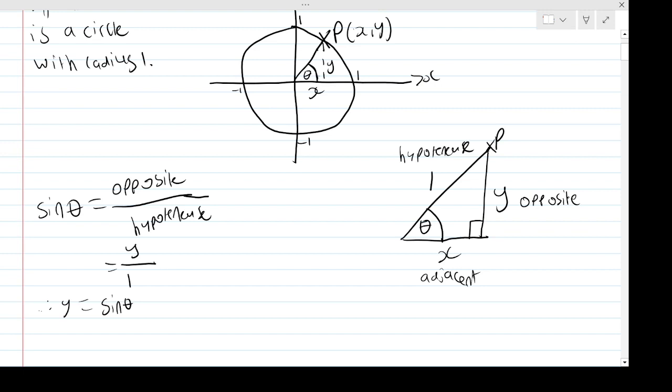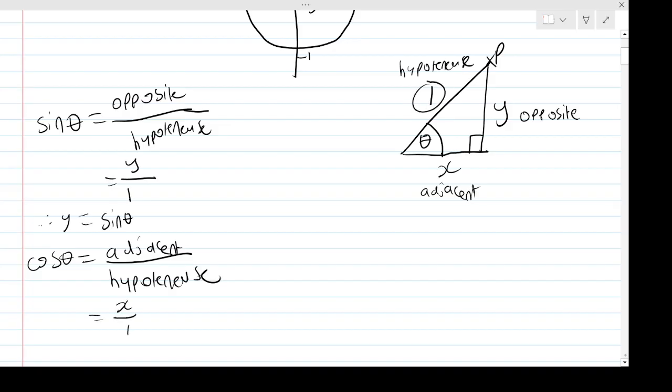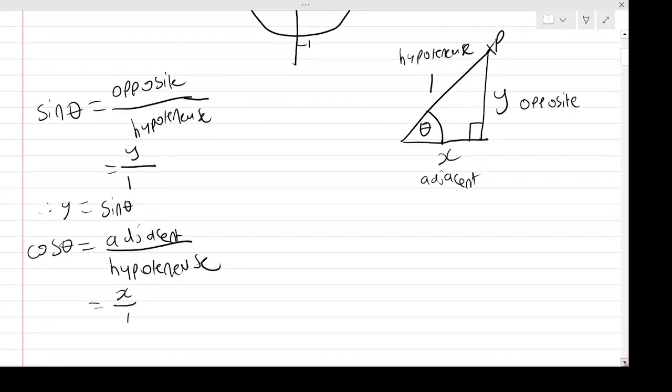And similarly, we can also say that for x, we can do cos. So the cos of the angle is going to be the adjacent over the hypotenuse. And then the adjacent here is x, and the hypotenuse is again 1. And therefore that's saying x is equal to cos theta.